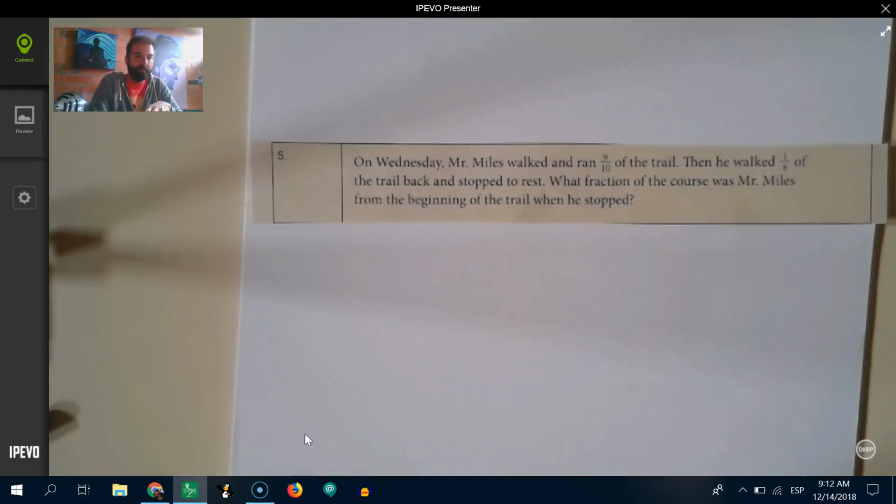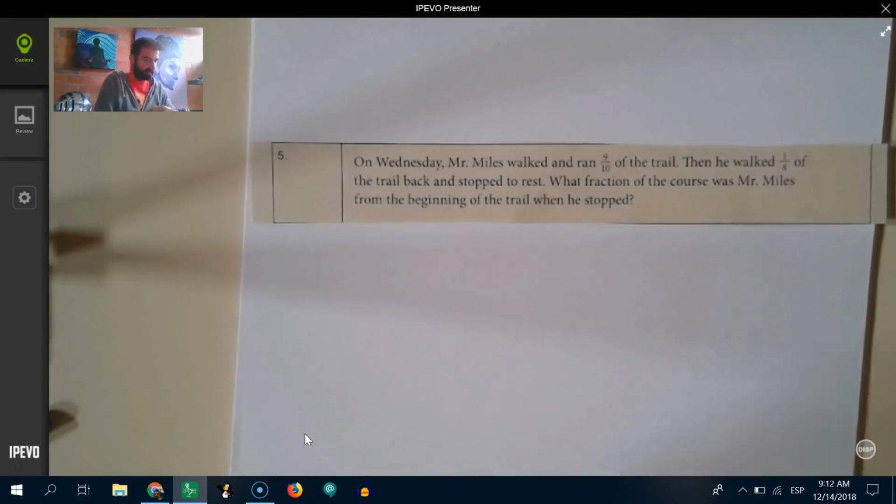All right, Mr. Miles. He's developing a nice habit of physical activity, so good for Mr. Miles. On Wednesday, Mr. Miles walked and ran 9/10 of the trail. Okay, so they've done that math for us, I see. Then he walked 1/8 of the trail back and stopped to rest. What fraction of the course was Mr. Miles from the beginning of the trail when he stopped?